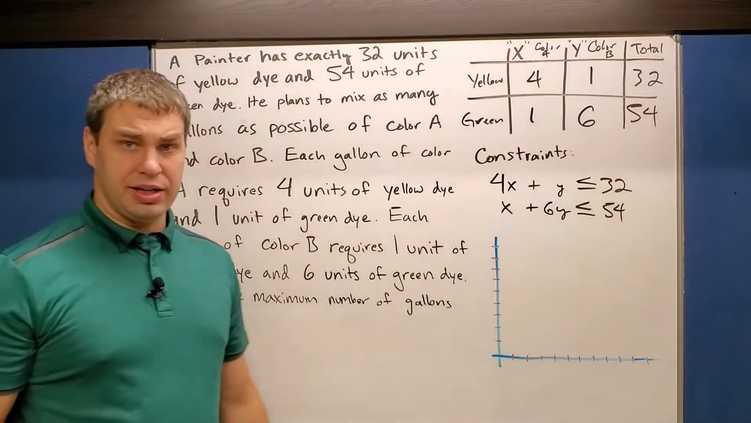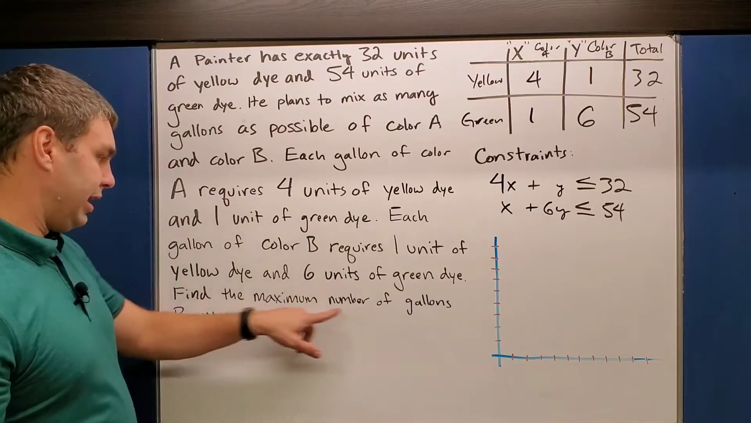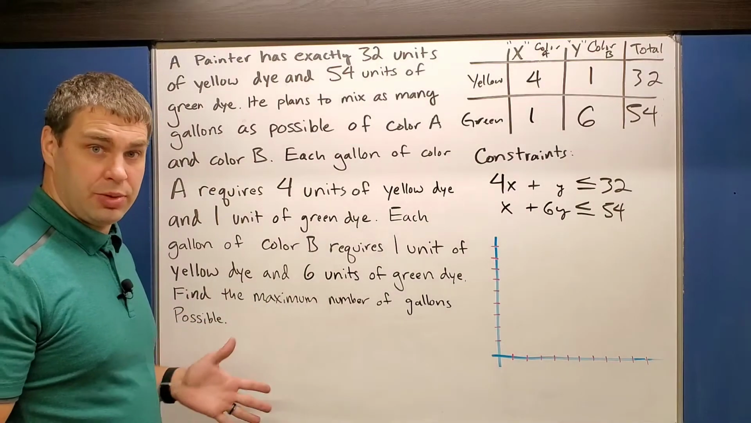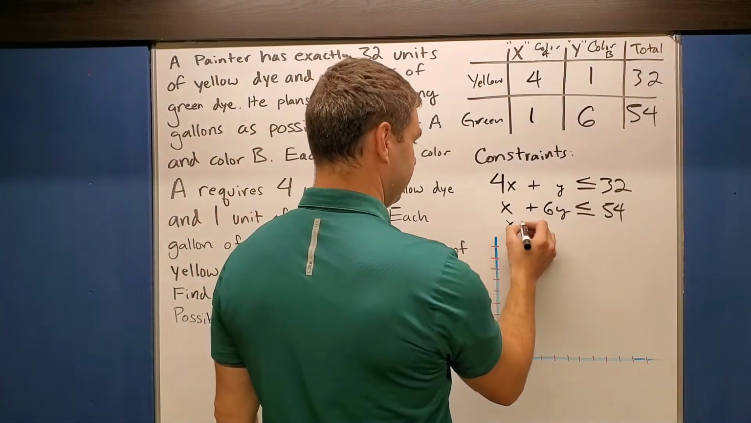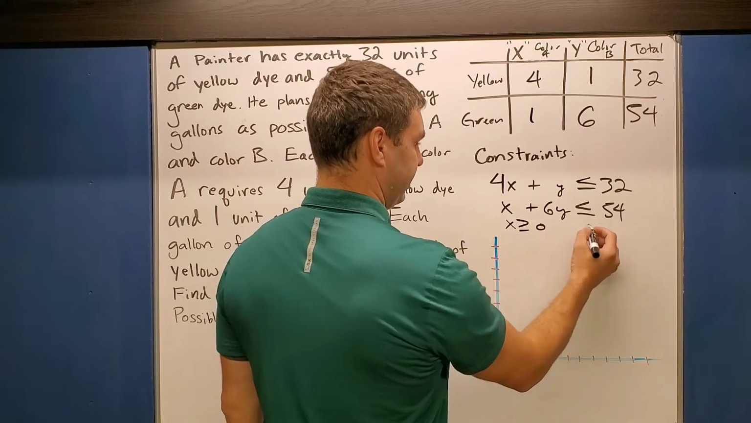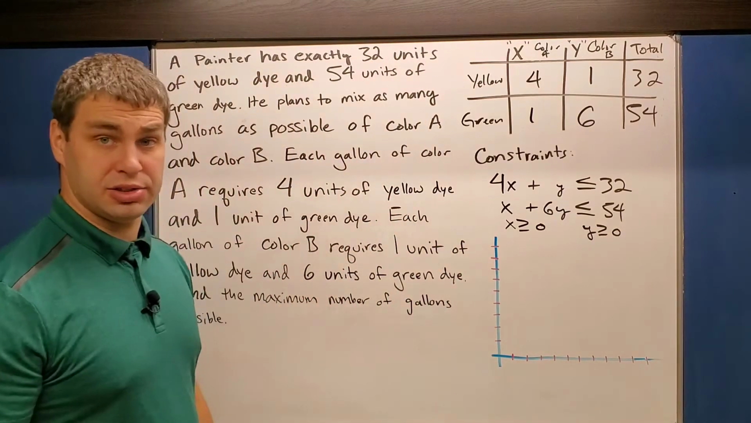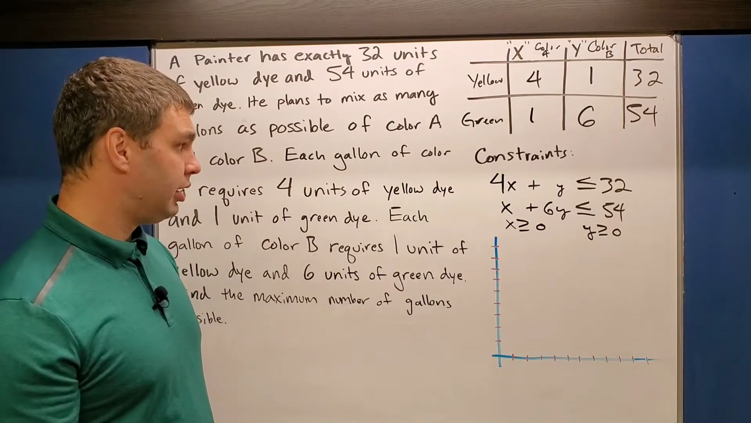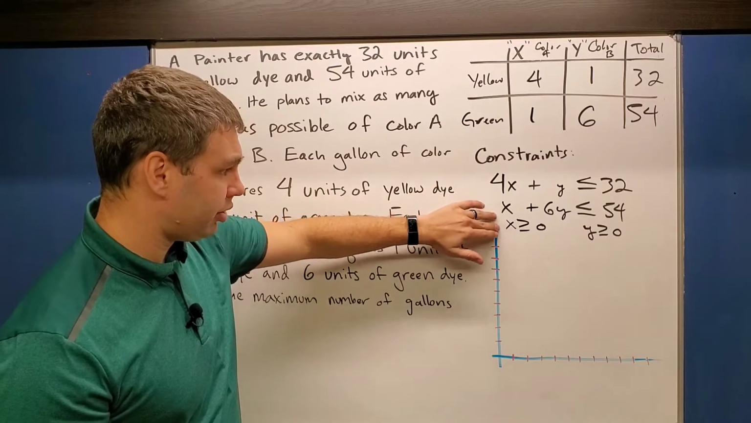What are some of my other constraints? If I look at my very last sentence, it says find the maximum number of gallons possible. I know I want more than 0. So x has to be greater than or equal to 0, and y has to be greater than or equal to 0. When we graph that in a second, I'll show you why those are important. First off though, let's see if we can graph all 4 of our inequalities.